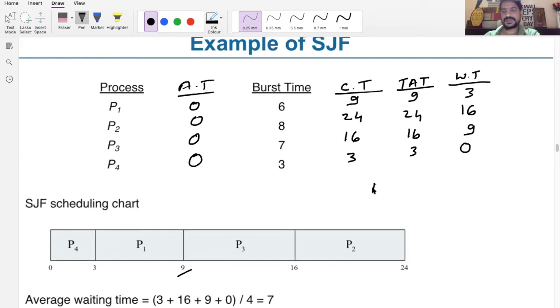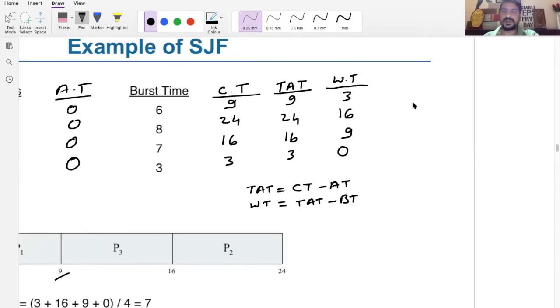So what is turnaround time? Turnaround time is completion time minus arrival time, right? Now what is waiting time? Waiting time is nothing but turnaround time minus burst time. In that way we have calculated all, and after that we can calculate the average waiting time and the average turnaround time.